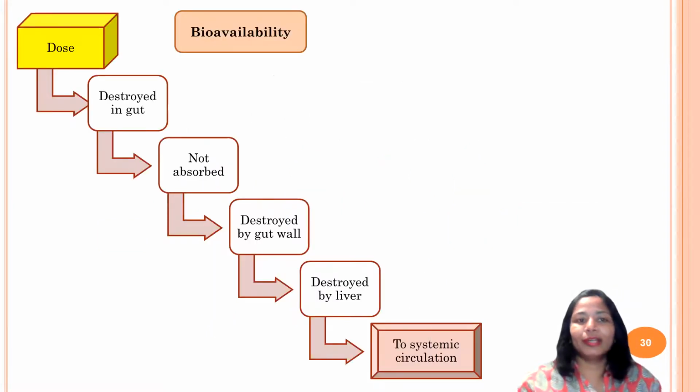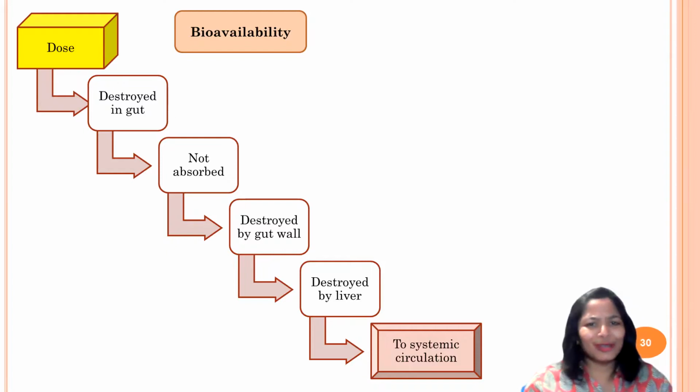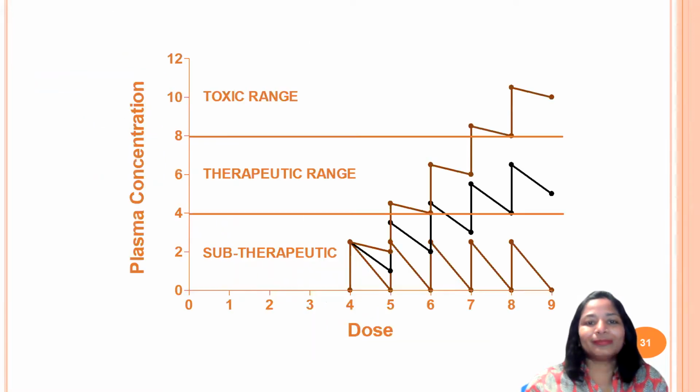So that is what is called as bioavailability. Let's look at it in a different manner. So we have the dose. It's destroyed in the gut. Some is not absorbed, destroyed by the gut wall, by the liver. So all these processes take place, and finally, when it comes to the systemic circulation, that is what is called as bioavailability for us. We know that the amount of the drug which is present in the plasma concentration, which is the bioavailability, is the one which is going to give us the effect.